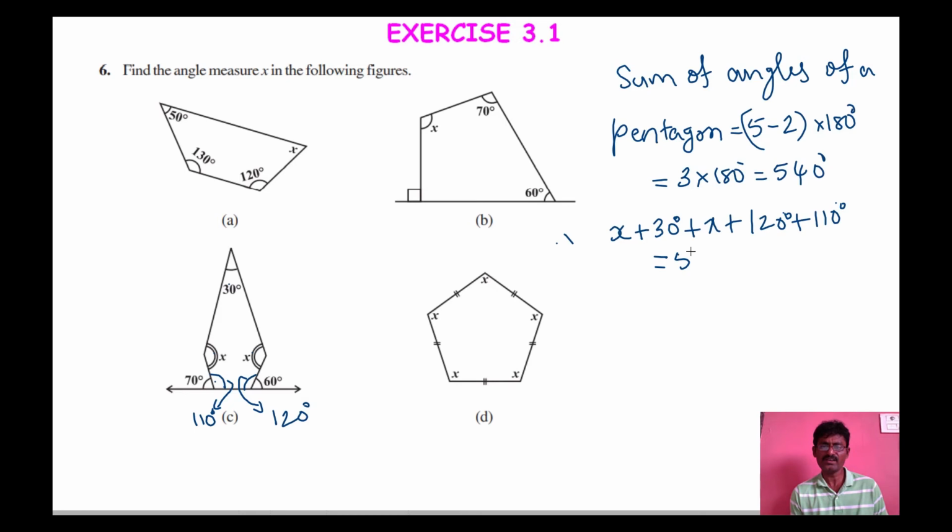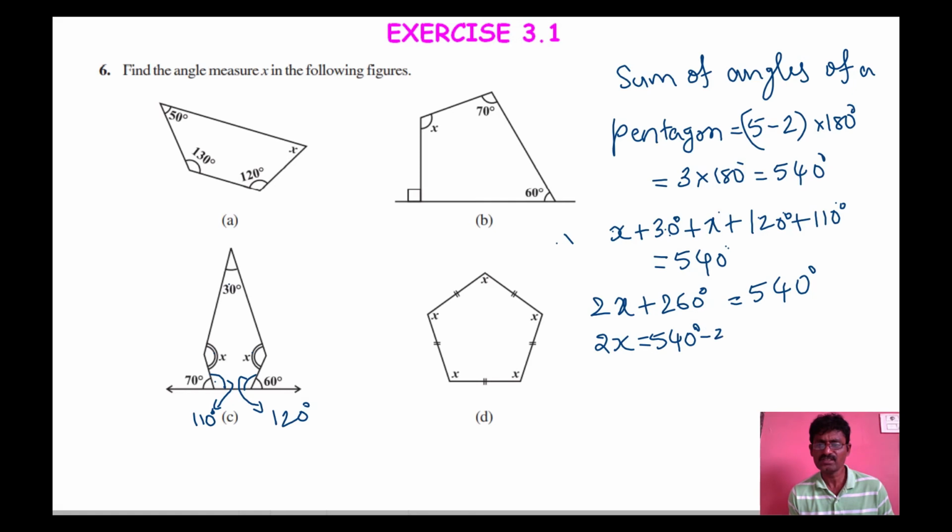This is equal to how much? 540 degrees. So now x plus x, 2x plus 30 plus 120 plus 110. 30 plus 120 is 150. 150 plus 110 is 260. So 260 degrees equal to 540 degrees. Now from that we need to find out x. So 2x equal to 540 minus 260, which is equal to 280 degrees. From this, x equal to 280 divided by 2, which is equal to 140 degrees.